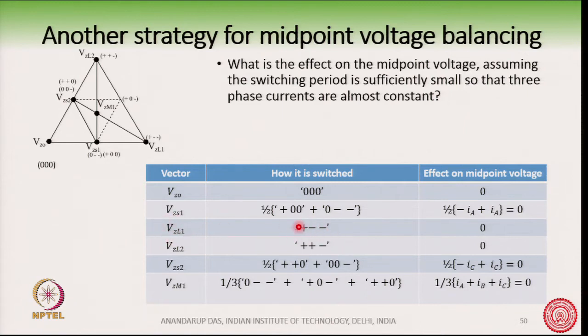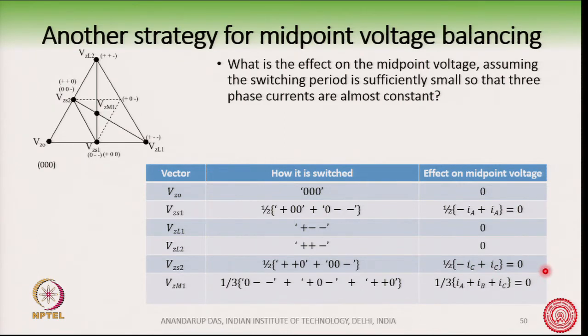Again, VZL1, we know that when I apply plus 0 0, there is no effect on the midpoint voltage. When we apply VZL2, similarly there is no effect on the midpoint voltage, these two are large vectors. When we apply VZS2, we apply plus plus 0 and 0 0 minus for half durations of time, so as to create VZS2, and its effect is again 0, half of minus IC plus IC, which is equal to 0. We could have also said T1 and T2 periods here, but anyway half of minus IC plus IC is equal to 0.